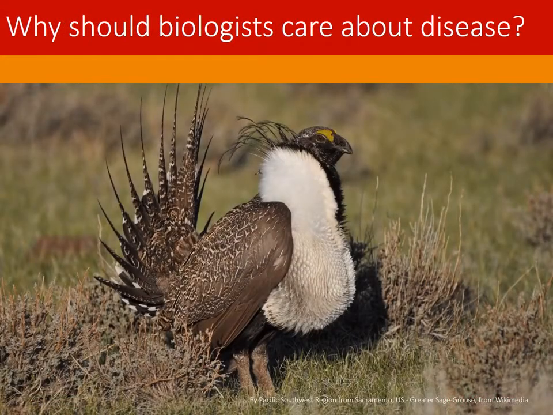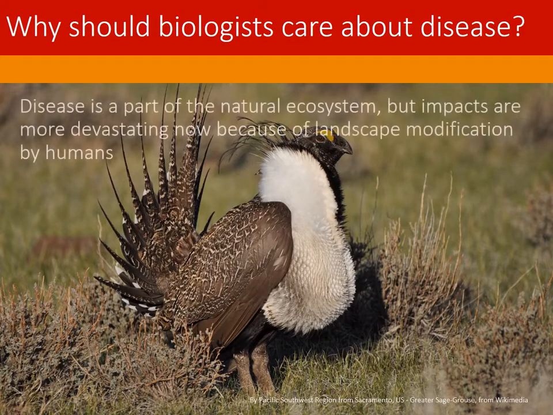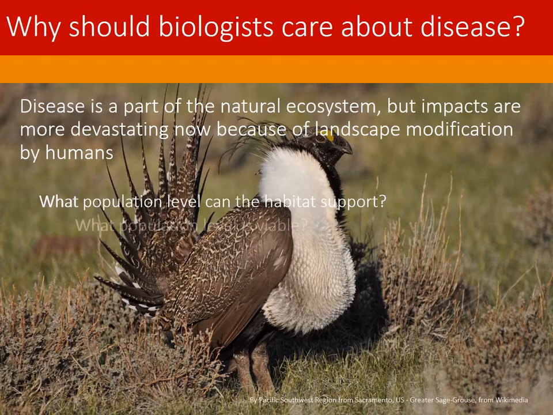So why should biologists care about diseases other than their public trust responsibilities? We know that disease is a part of the natural ecosystem in some cases, but many of the effects those diseases have are more critical now because of the human landscape modification and globalization that have introduced novel pathogens. Disease is often most influential if we're dealing with populations at the edges of their habitat availability, such that density can become very high and facilitate disease transmission, or conversely for threatened and endangered species, where we're concerned that the population will get so low that it's no longer viable.